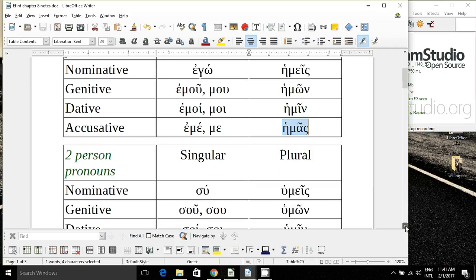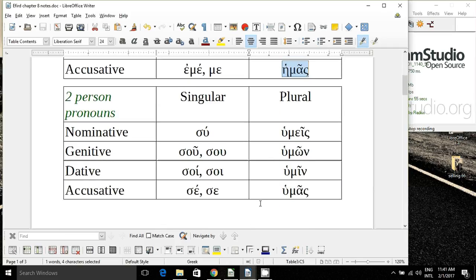And then likewise in the second person: su, sou, soi, se, and the plural humeis, humon, humin, humas. You, of you or your, to or for you, you. Y'all, of y'all or y'all's, for y'all, and y'all.